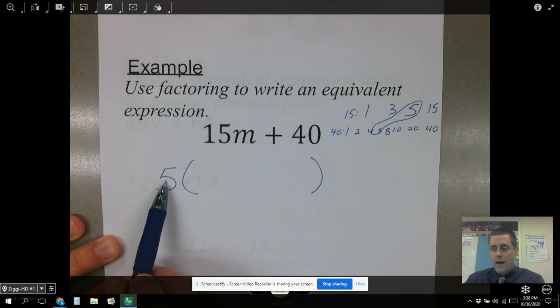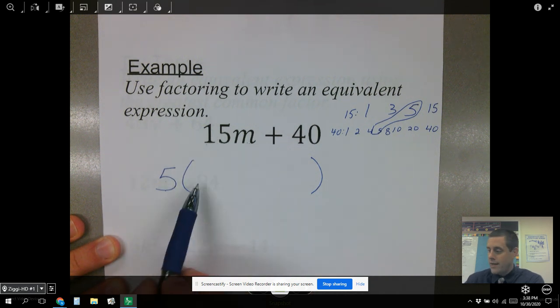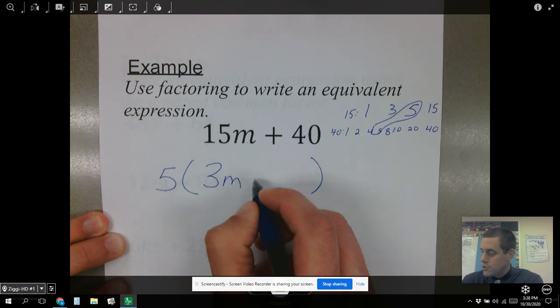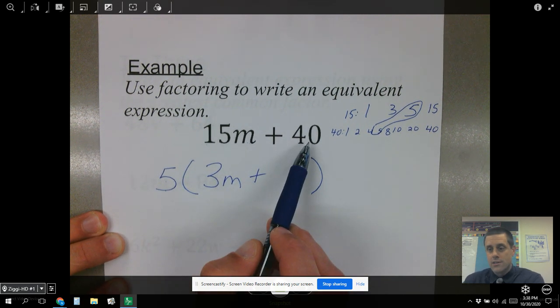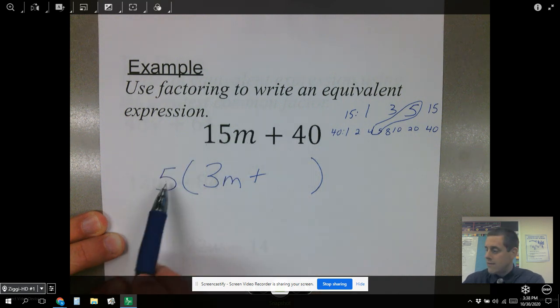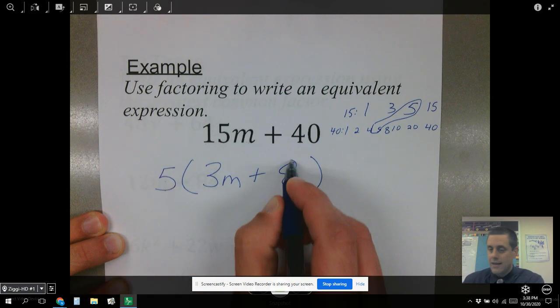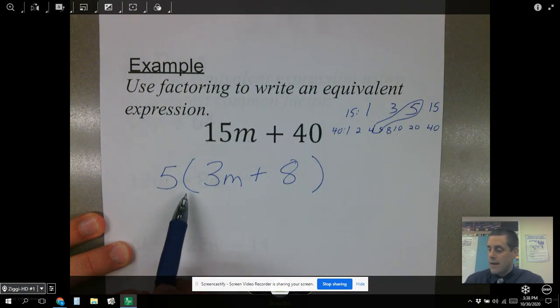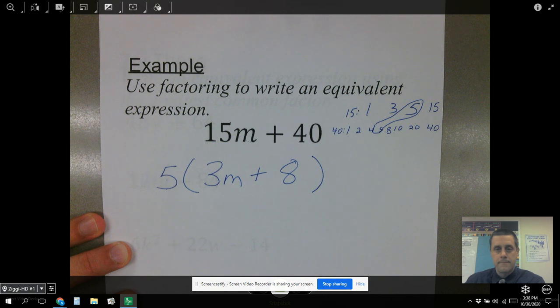15m divided by 5. 15 divided by 5 is 3, so 15m divided by 5 is 3m. I'm going to drop a plus sign. Same thing with this 40. I am factoring a 5 out of it. 40 divided by 5 is 8. So the factored expression of 15m plus 40 would be 5 times the quantity of 3m plus 8.